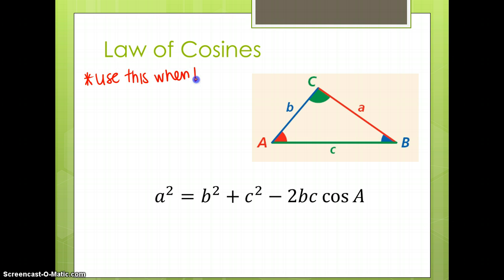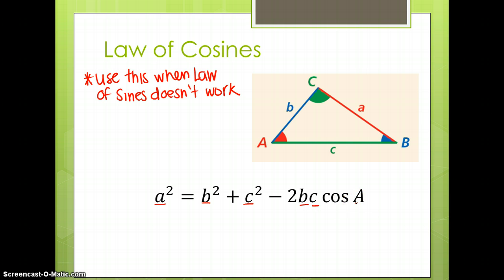Use this when law of sines isn't an option. So when law of sines doesn't work, this is the way we want to approach solving a triangle. Notice what's lowercase and what's uppercase. All of these are lowercase values. a squared equals b squared plus c squared minus 2 times b times c times cosine of A. The only place we use an angle value is this cosine of A.